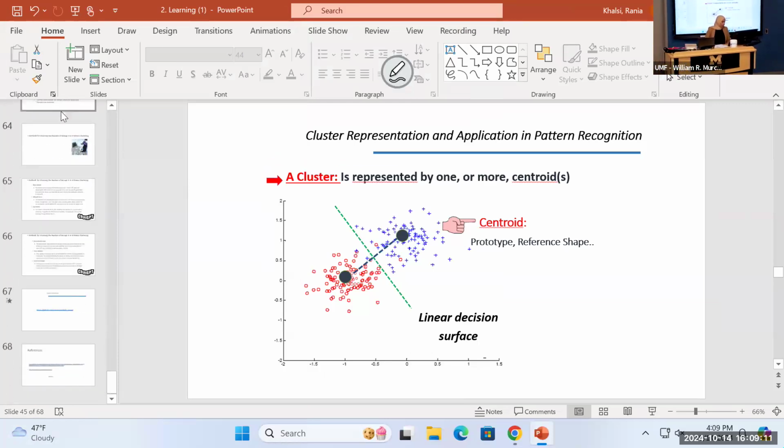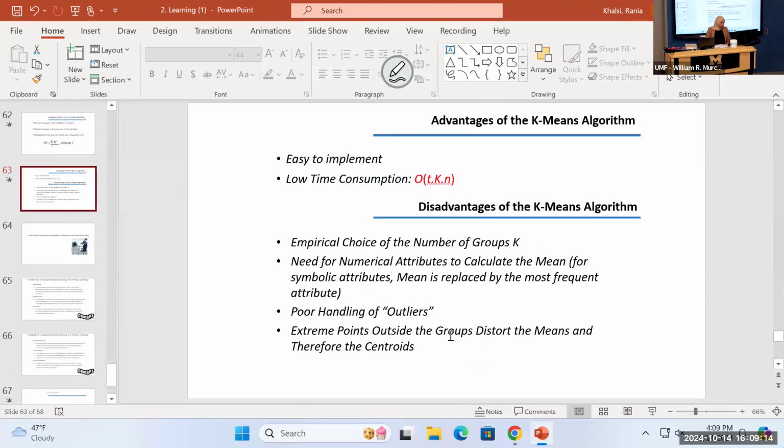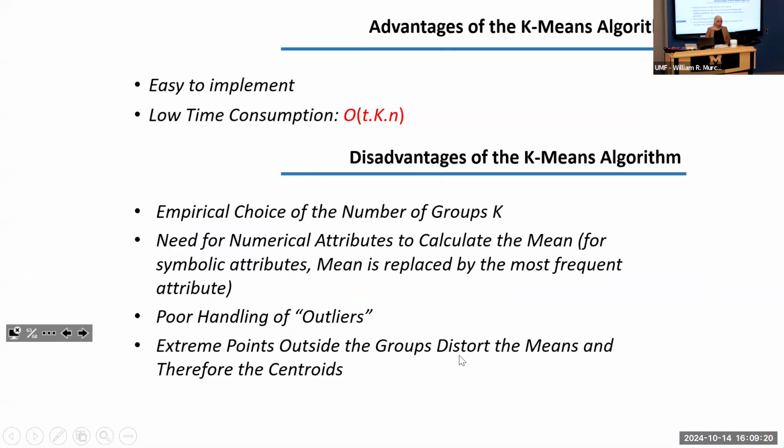So we are almost done. Last point, which is extreme points outside the groups. For example, you have some elements that could distort the mean, okay? Because if they have extreme values, they can have an impact on the mean, and K-means is based on the mean computation. So we come back to the first point about the empirical choice of the number of groups. This is a negative point, let's say.